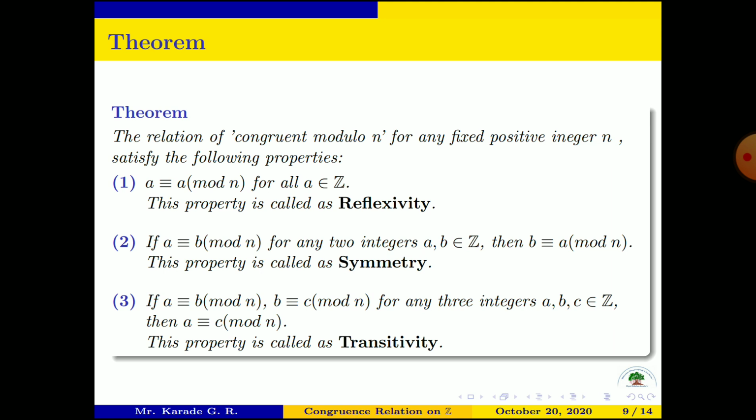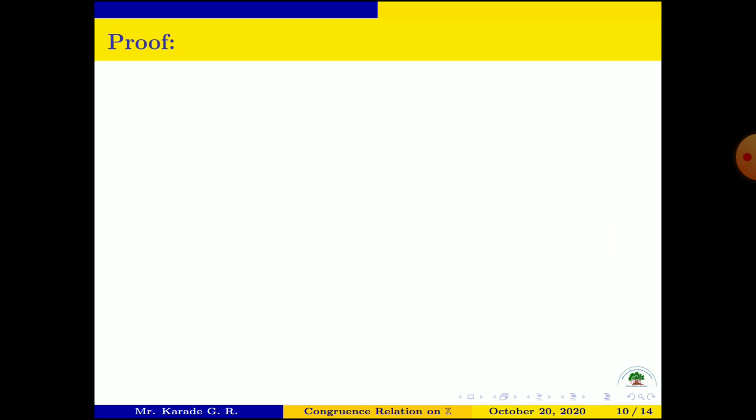Let us try to prove this theorem now. We prove this theorem in three parts. In the first part we prove reflexivity, in the second part we prove symmetry, and in the third part we prove transitivity. Write the proof. Let n be a positive integer. It is a positive integer.